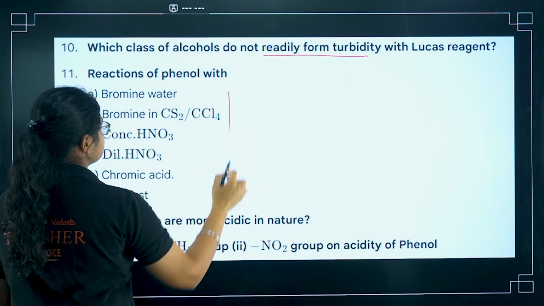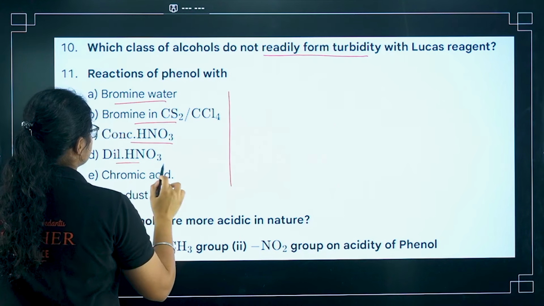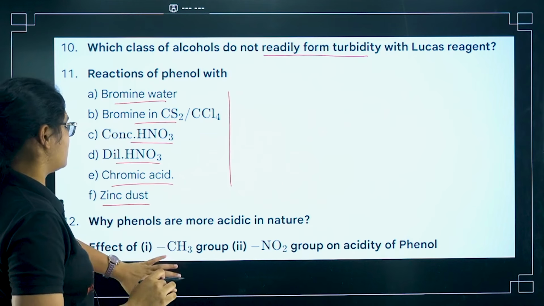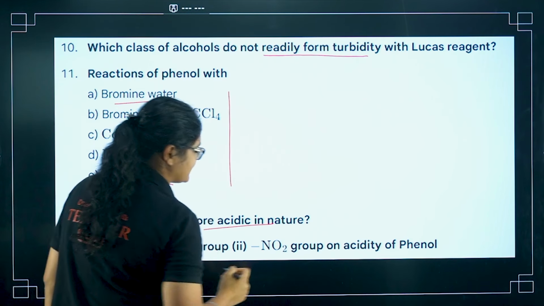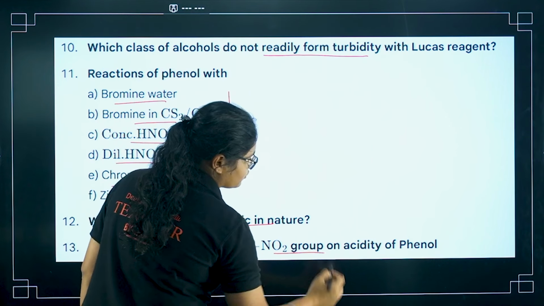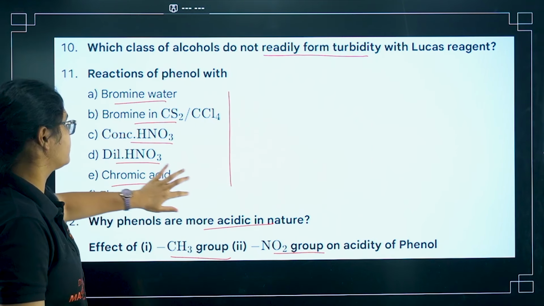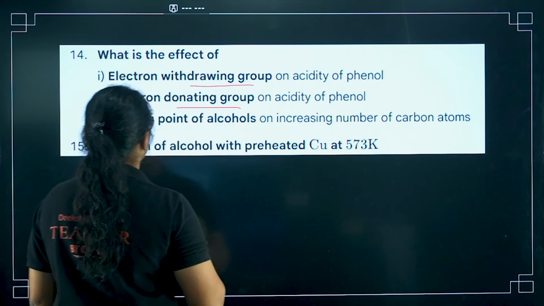Next, you have reactions of phenols with bromine water, bromine in CS2, concentrated HNO3, dilute HNO3, chromic acid, zinc dust. So reactions of phenol with all these, just give a quick look at all those reactions. Why phenols are more acidic, that also you need to expect. Then the effect of CH3 group and NO2 group on the acidity of phenol. One is an electron donating group, one is an electron withdrawing group.